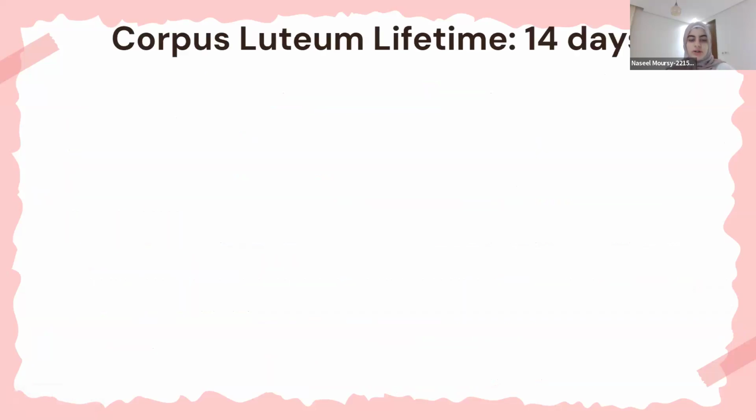So something about the corpus luteum itself is that its lifetime is 14 days. It is strictly 14 days. You have no variation on that. All women have it as 14 days. Okay. So why is it that women have different menstrual cycles? Like some women have 28, some 35, some 31. Why does that happen? Because of the follicular phase. Okay. It's not the luteal phase. All right. Luteal phase is the same for everyone.